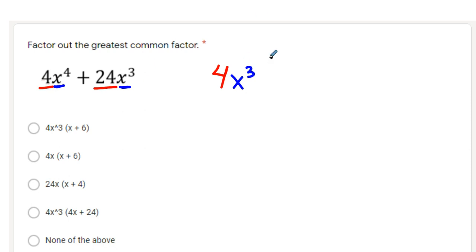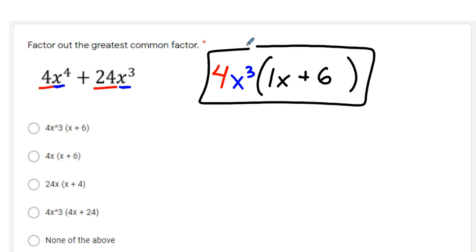Now in parentheses, I need to write what would be left behind, or what do I need to make the original. 4, if I divide out of 4 is a 1. This had 4 x's. I divided 3 of them out, so there's 1 x left behind. It's like subtraction because you're dividing out. Remember, when you divide with exponents, you subtract. If there was a 24 here and I divided a 4 out, I would need a 6 back in here to make a 24. I don't need any more x's because this would distribute through. And so this would be the factored version of it.